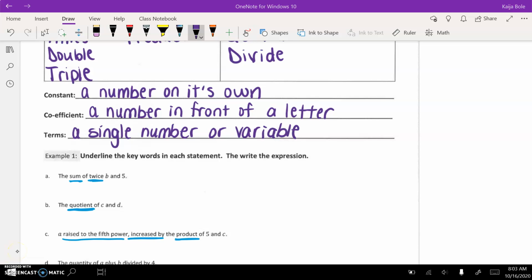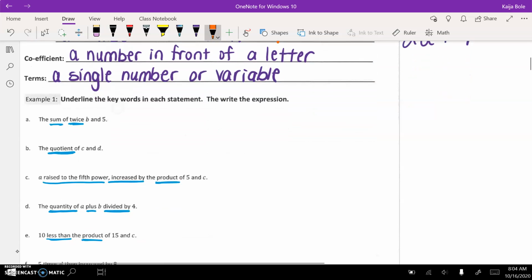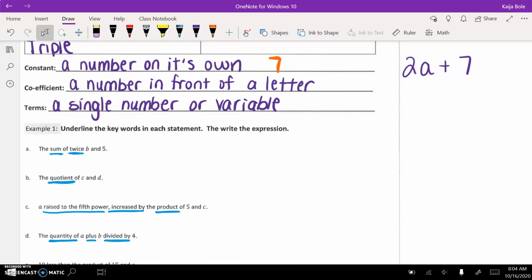So if I write an example off to the side, say 2a plus 7. Okay, so the constant here is just a number. The constant here would be the 7. Okay, the coefficient, a number in front of a letter, that would be the 2. And you wouldn't write 2a, you would write just the 2, that's the coefficient. And then the terms are like the individual parts. So if you were to list the terms, it would be 2a, comma, 7.